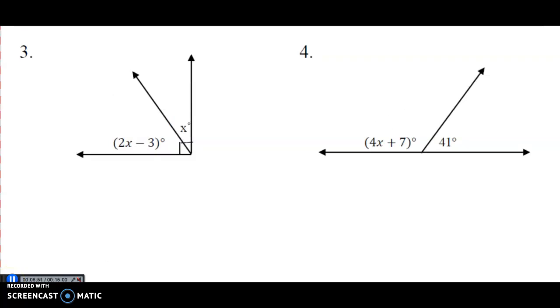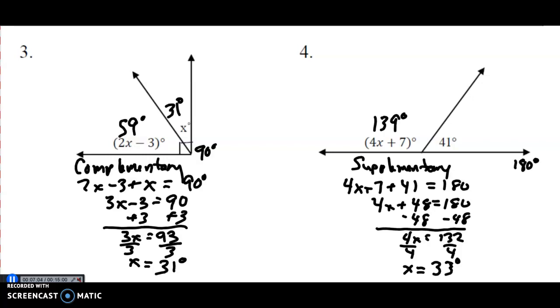Alright, for numbers 3 and 4, I would like you to pause the video and try those two on your own to see if you can get them right. And then unpause it and I will show you the answers. Okay, so pause it right now and work on 3 and 4. Okay, let's see how you did.